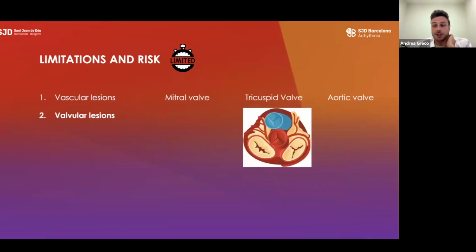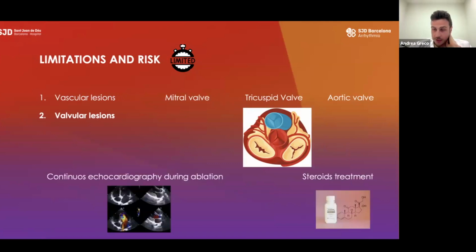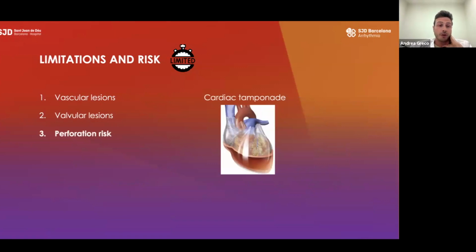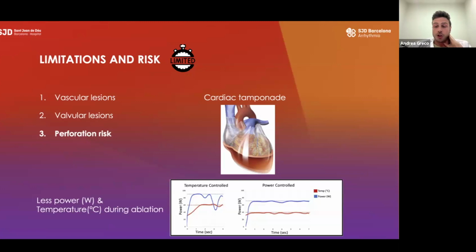Then the valvular lesions, mitral, above all mitral, tricuspid, and aortic valve, during mapping and above all during ablation. In this case, probably continuous echocardiography during ablation and prophylaxis with steroids after the ablation can help to reduce these types of lesions. Then the perforation risk in this type of patient, with one of the worst complications, the cardiac tamponade. And usually to avoid this complication, we use less power and temperature during the ablation.